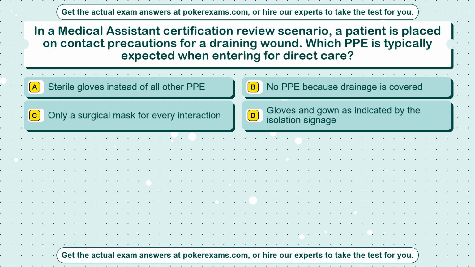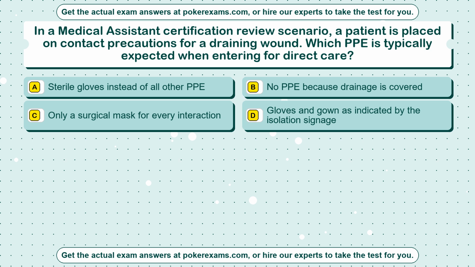Question 7. In a medical assistant certification review scenario, a patient is placed on contact precautions for a draining wound. Which PPE is typically expected when entering for direct care? Option A. Sterile gloves instead of all other PPE. Option B. No PPE because drainage is covered. Option C. Only a surgical mask for every interaction.